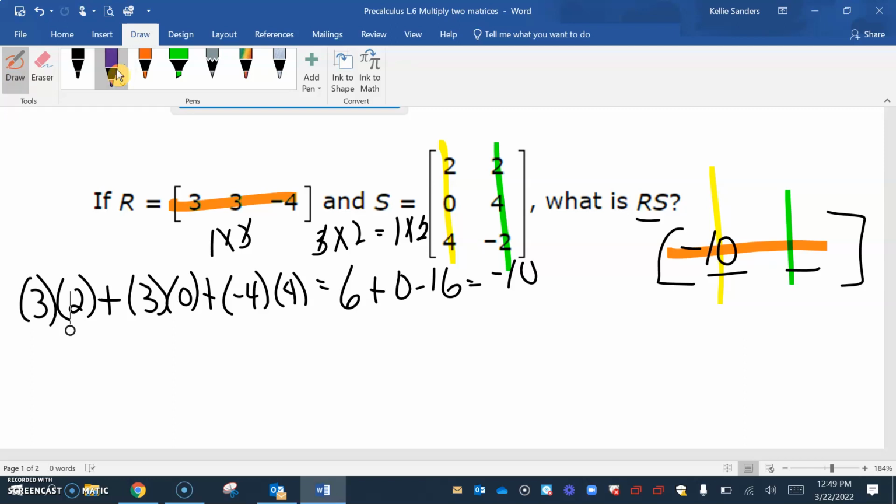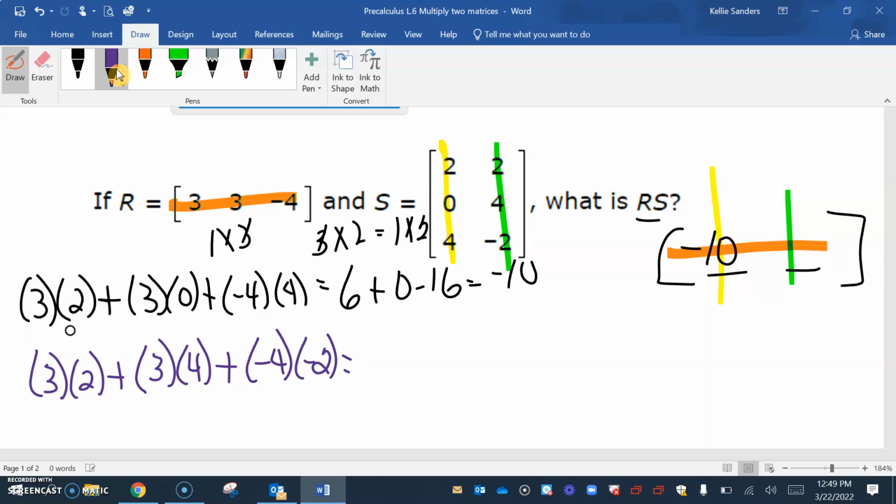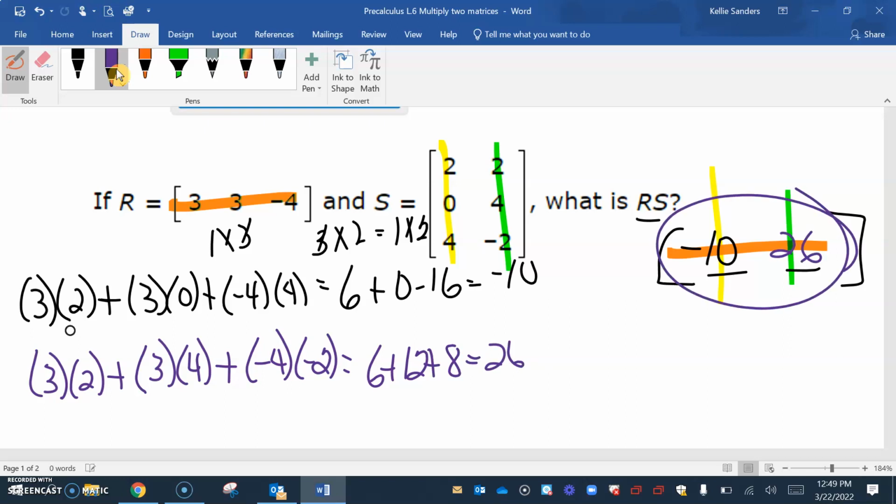Then we're going to do orange and green. So the first in orange is 3. The first in green is 2. Plus the second in orange is 3. The second in green is 4. Plus then -4 times -2. Do the math. There you go. That's your answer.